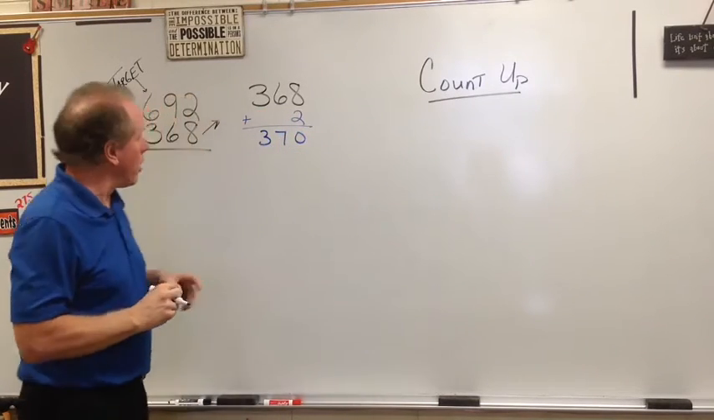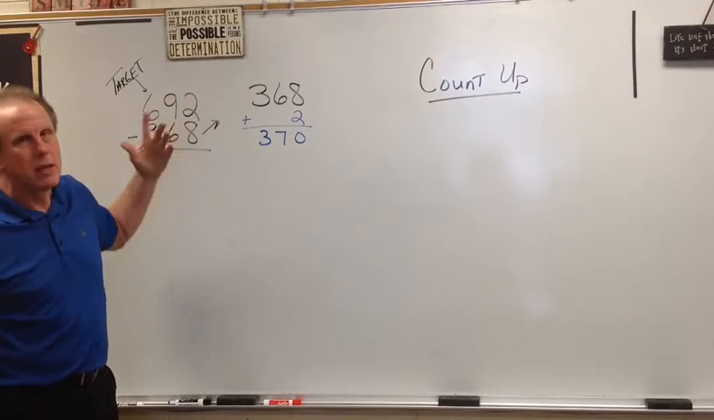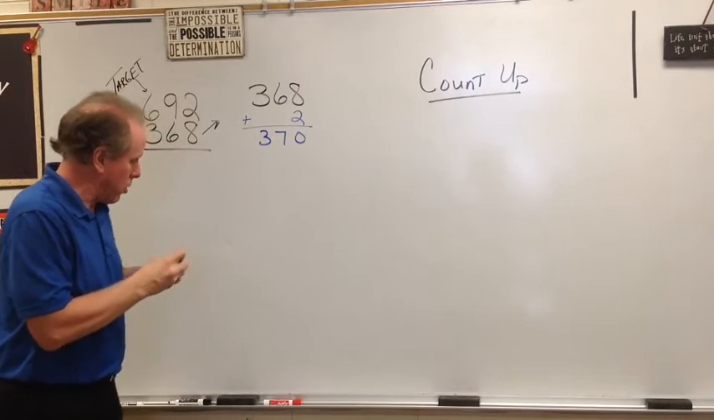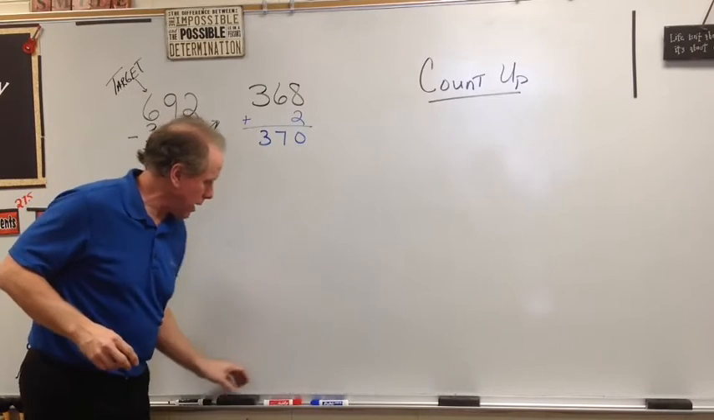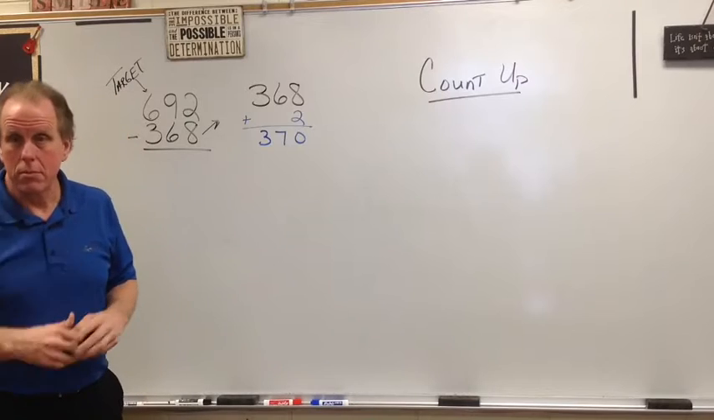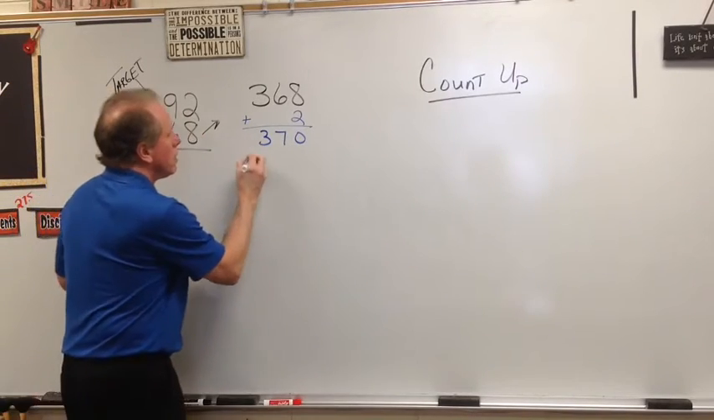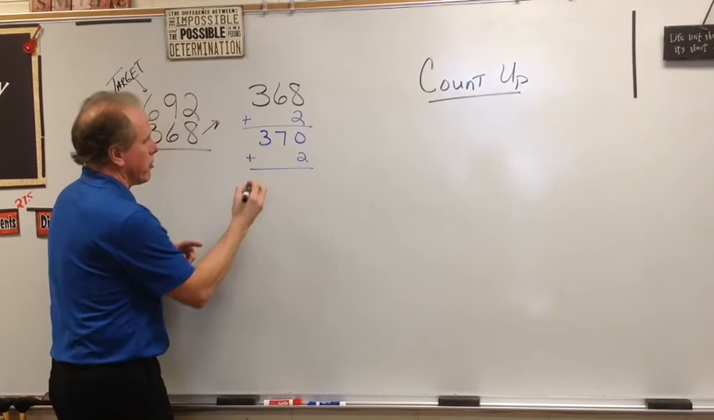Now, what you want to look for is the ones column. We have a 0. Our target number has a 2. We don't have it yet. So what are we going to add to 370 to make a 2 right here? Mega. You add a 2. We're going to add 2 to that. And now we have 372.